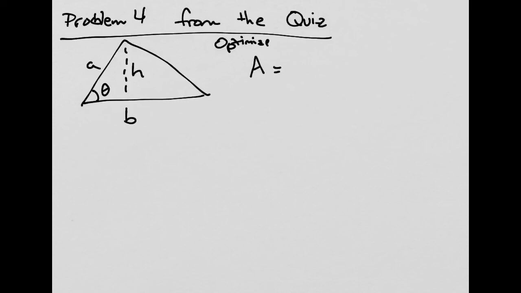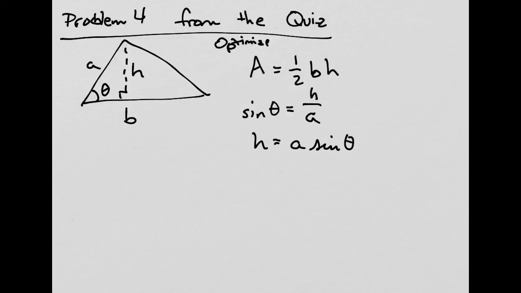So the area of the triangle, real easy, is going to be 1/2 base times height. But then we also get that we're optimizing by adjusting theta. So the easy thing here to do is to say that sine of theta is going to be h over a, because sine is opposite over hypotenuse. And so h is going to be equal to a sine of theta. So if we go back to our area equation, we're going to have 1/2 b times a sine of theta. So this is what you would take the derivative of.